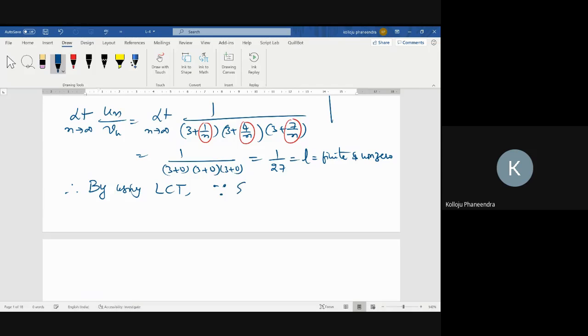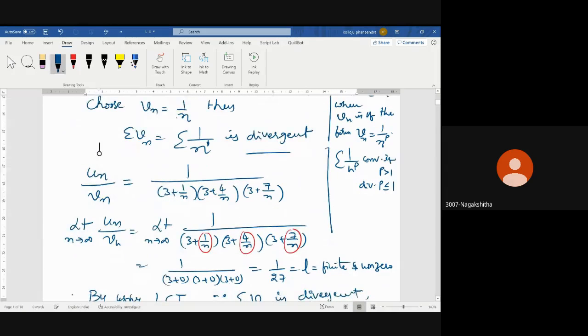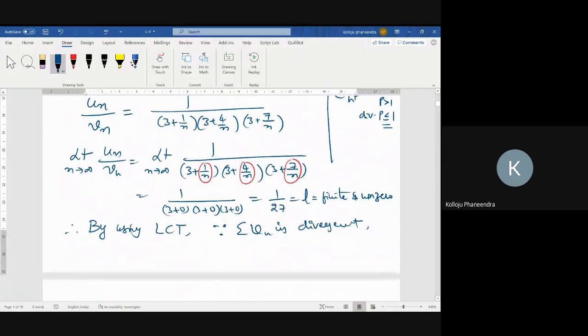Since sigma Vn is what? Divergent. Sigma Vn is 1 by n power p, and when p is less than or equal to 1, it is divergent. Yes, sigma Vn is divergent. Therefore, sigma Un is also divergent.